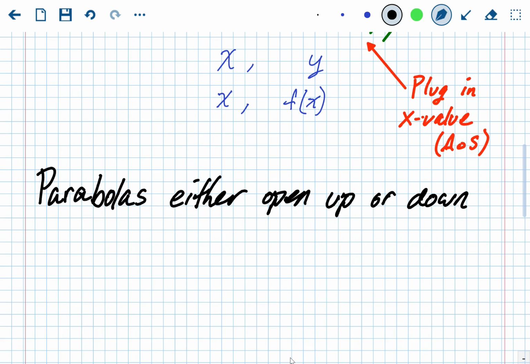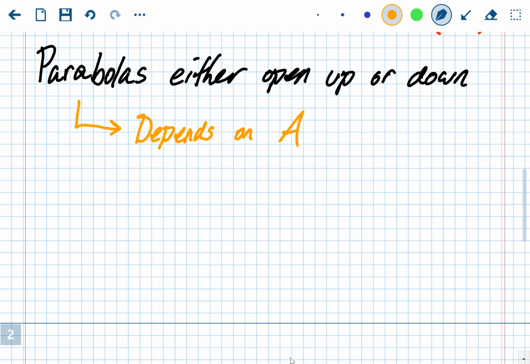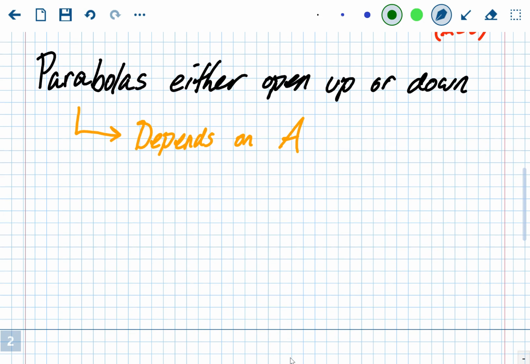Okay. And how do we know if they open up or down, or what determines if they open up or down? Well, that part depends on the a value. Remember, the a value is part of the ax squared term, the quadratic term. It's going to be the number that's in front of the x squared part of the quadratic. Okay. And the number actually doesn't matter. We don't care what number it is. We care about if it's positive or negative.